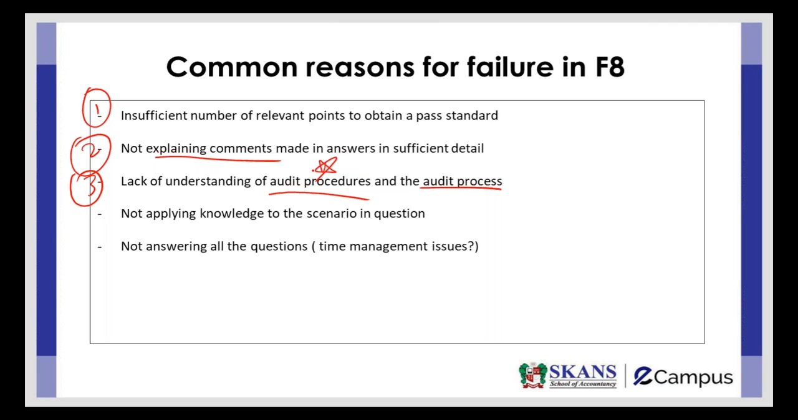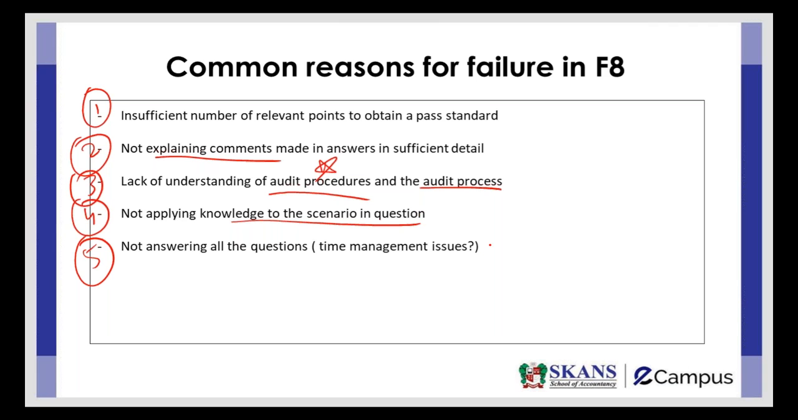So there's no point in rote learning stuff. If you're doing rote learning of your information, you will not get through the F8 exam. Please don't just copy paste whatever you've learned. If you do not use the scenario, you're not getting marks. So make sure whatever procedures you're writing, whatever deficiencies you're identifying, they relate to the information given in the question.